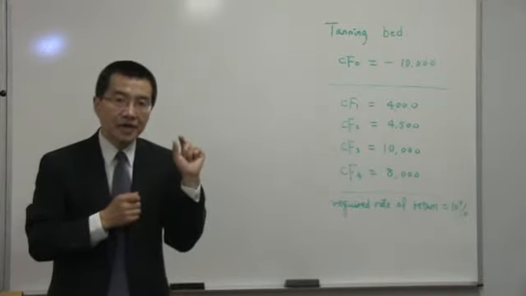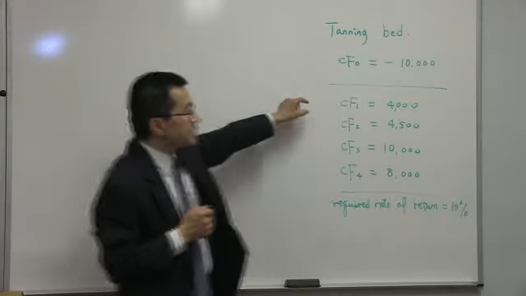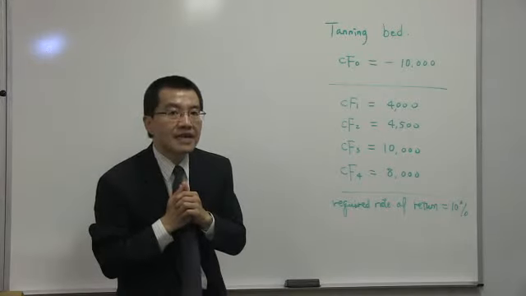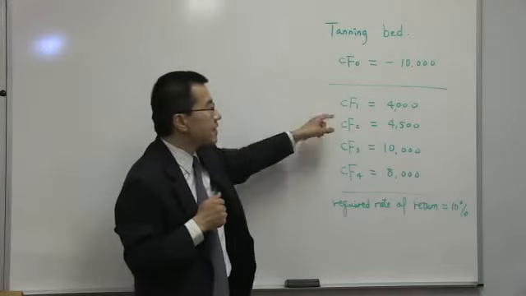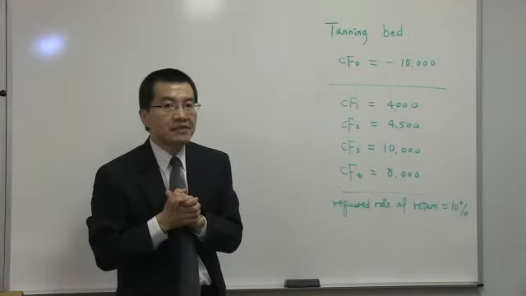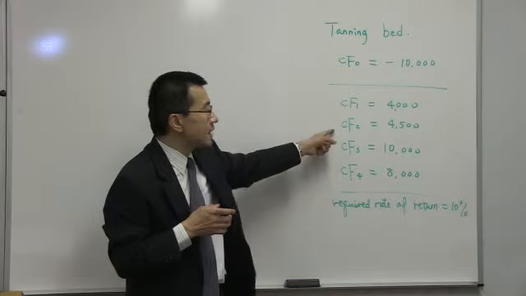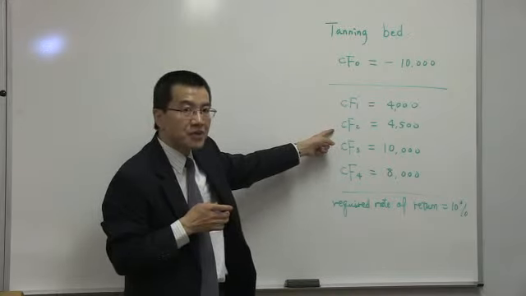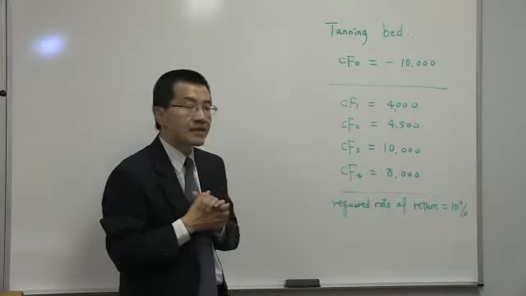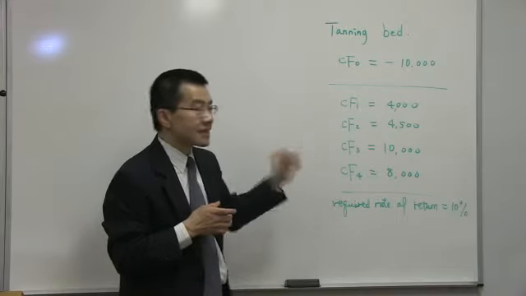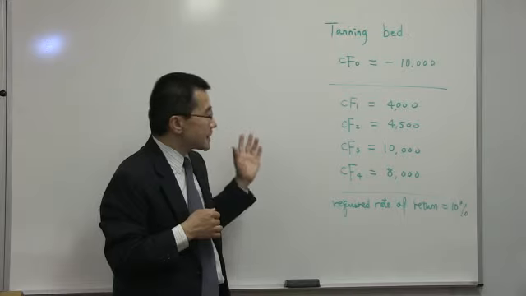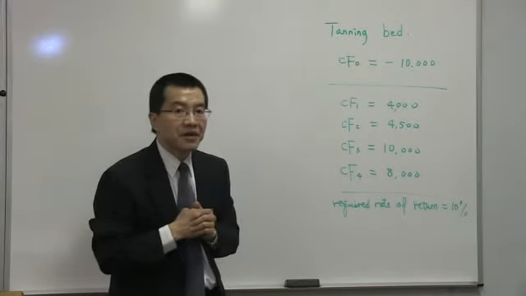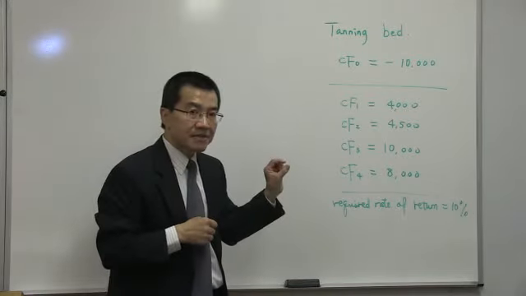So that's their initial cost. And for this tanning bed, it will bring in additional cash flow for this fitness center. The first year, the cash flow will be $4,000. The second year, the cash flow will be $4,500. In the third year, $10,000. The last year is $8,000. For the fitness center, the required rate of return is 10%.